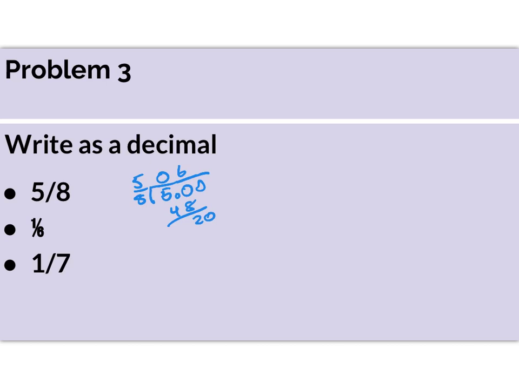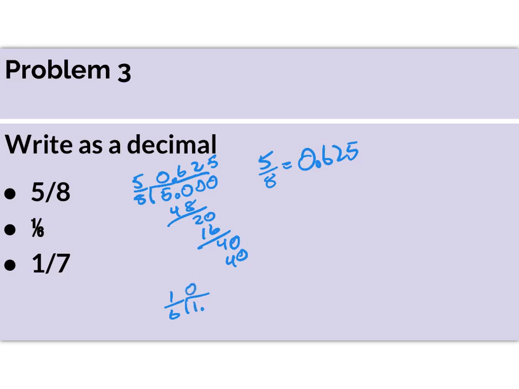Okay. How many times does 8 go into 20? It goes in twice. It's 16, which gives you 4. How many times does 8 go into 40? 5 times. 5 times 8 is 40. And oh, look, this decimal terminates. 5/8 equals 0.625.